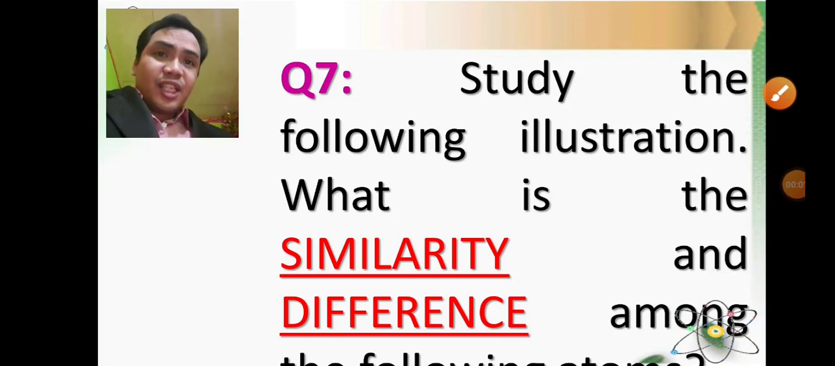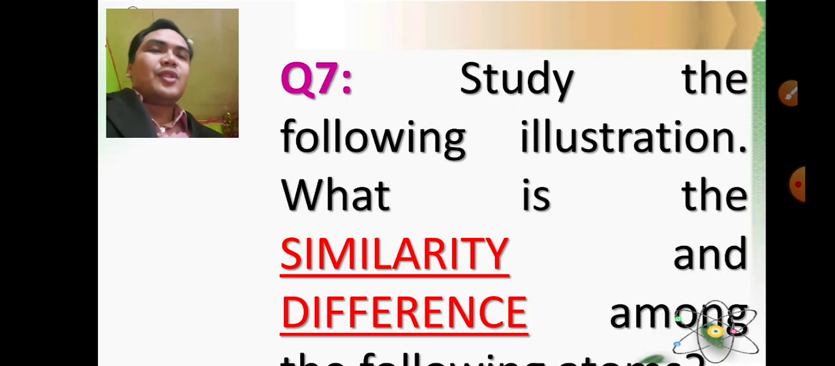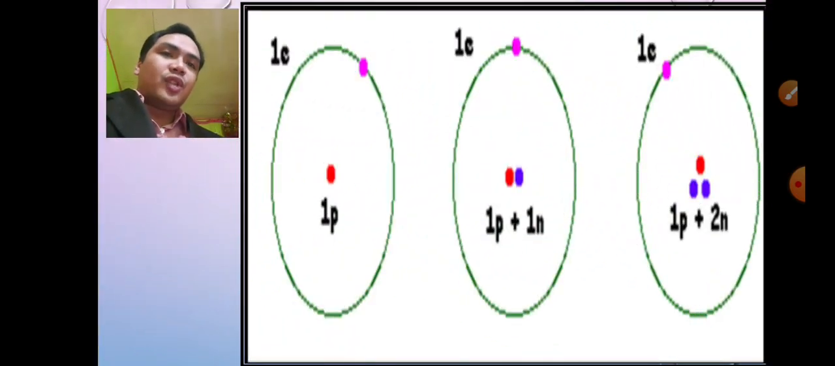So, at this point, we know already how to calculate the mass number, the number of protons, and then you have the number of neutrons for each element. So, in order to further understand this topic, let's proceed to the next question, in which try to study the following illustration. And what is the similarity and difference among the following atoms? So, let's take a look with the next illustration.